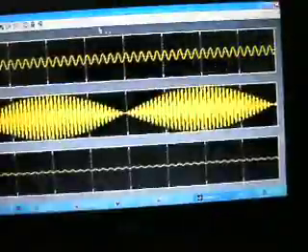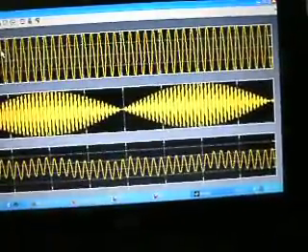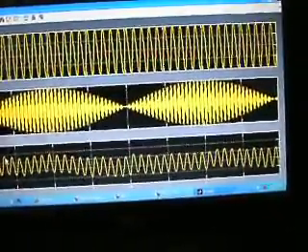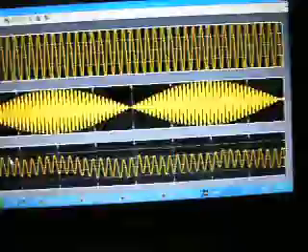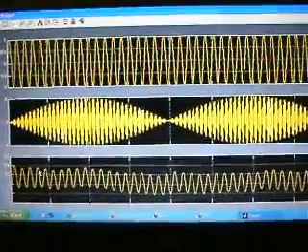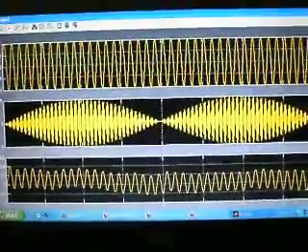And after demodulation we can see again this is our message signal, this is our modulated signal, and this one is the recovered message signal after demodulation. So by these waveforms the process of AM modulation and demodulation will be quite clear to you.